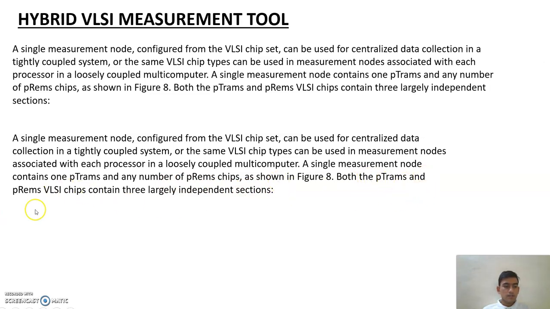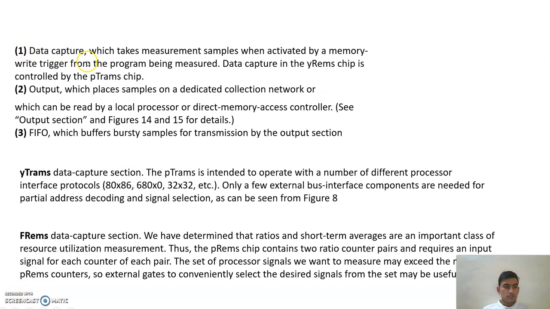Both the PTRAM and PRAM VLSI chips contain three largely independent sections. The first is data capture, which takes a measurement sample when activated via memory with a trigger from the program being measured. Data capture is a writing chip. It is controlled by the PTRAM chip. Output places samples in a dedicated collection network, which can be read by a local processor or direct memory access controller. FIFO buffers bursty samples for transmission by the output section.